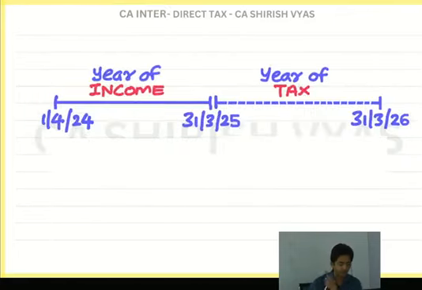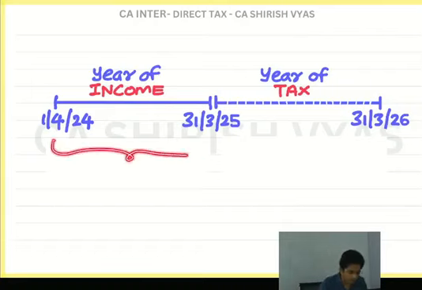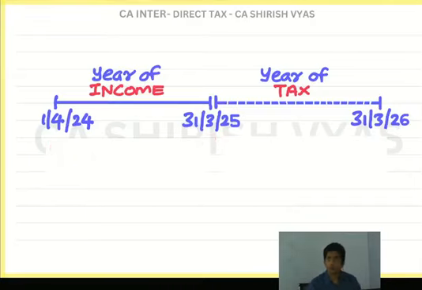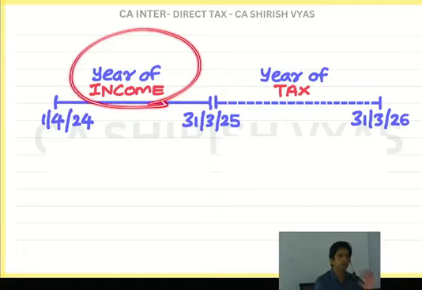See, look at this. Can you see here? 1st April 24 to 31st March 25. For this year, whatever rule government has made, that you are supposed to study. Now see, in income tax, there are 2 years involved. In 1 year, you generate the income. And in the next year, you pay the tax. Because income tax is not a daily or monthly process. It's a yearly process. So what law says? That for 1 year, you have to simply earn the income.